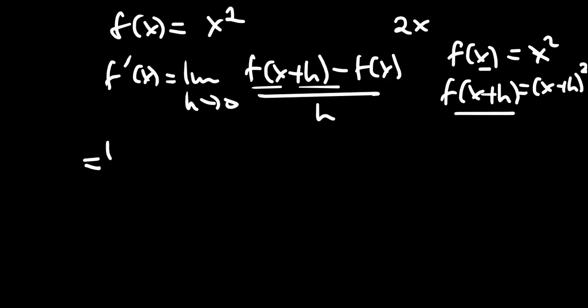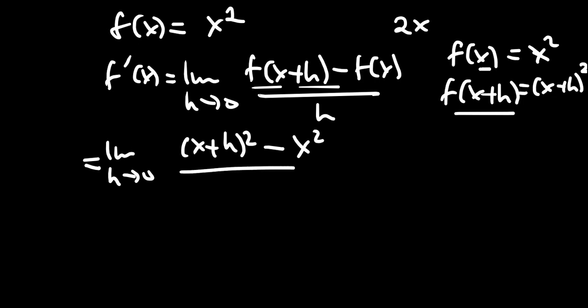So I'll say the limit as h approaches 0, so there I replace. So I have (x plus h) squared minus, what's the function? The function is just x squared. So I have x squared, divided by h. So from here I can expand. I'll have the limit as h approaches 0 to be equal to.